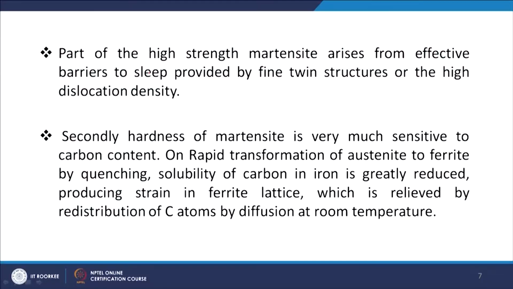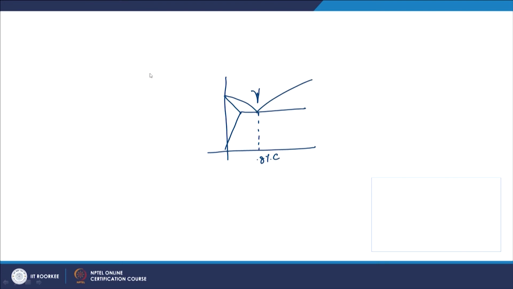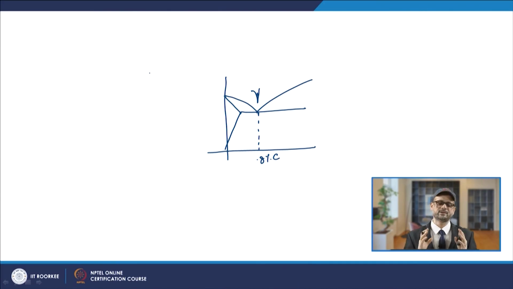And secondly, the hardness of martensite is also very much sensitive to the carbon content. So, basically what happens is that when we do the rapid transformation of austenite to martensite by quenching, the solubility of carbon in iron is greatly reduced. That will produce strain in the ferrite lattice, which is relieved by redistribution of carbon atoms by diffusion at room temperature.